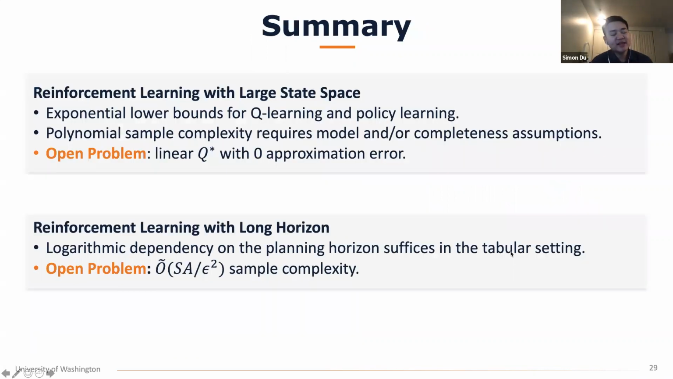All right, so let me summarize. Today I talked about two aspects of reinforcement learning. First, reinforcement learning with a large state space. We proved exponential lower bounds for Q-learning and policy-based learning, and also talked about some existing polynomial sample complexity bounds. They all require some model or completeness assumptions. The open problem here is whether you can prove a lower bound or an upper bound for linear Q star with zero approximation error. And for reinforcement learning with a long planning horizon, I showed you that logarithmic dependency on the planning horizon suffices for the tabular setting. The open problem here is whether you can have a new algorithm which only scales with SA over epsilon squared sample complexity, so that you can show reinforcement learning is basically as easy as contextual bandits. OK, so I would like to stop here and take more questions.